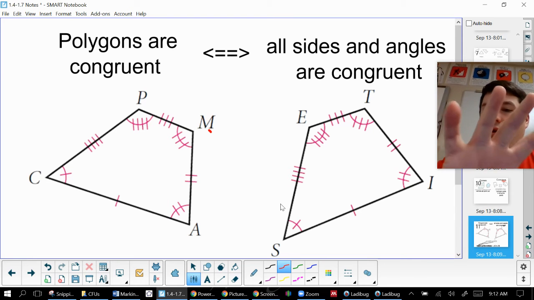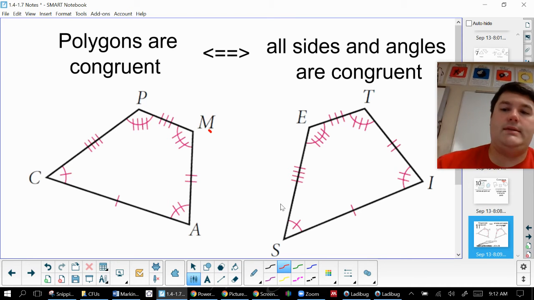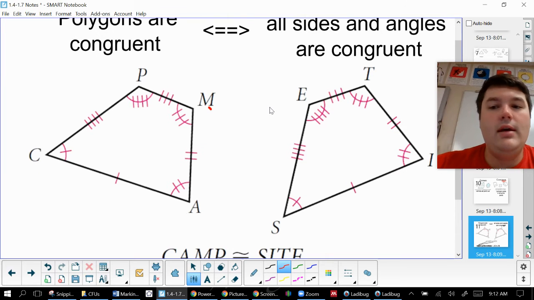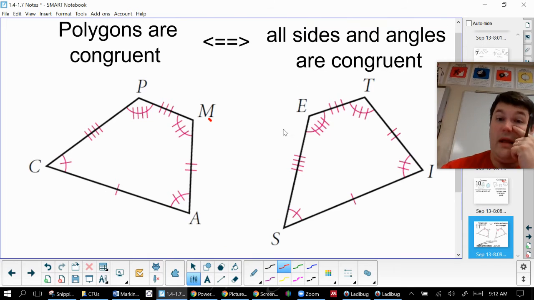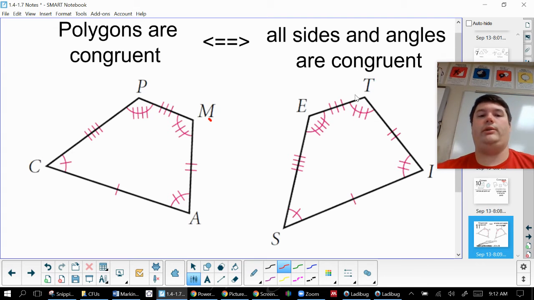So we've got 4 congruent angles and 4 congruent sides. That's what you got to have. If it's a pentagon, you got to have 5 and 5. There's a lot of information there, but that's what congruent means. Exactly the same in every way, except for, you notice this one's kind of turned a little bit. That's okay.